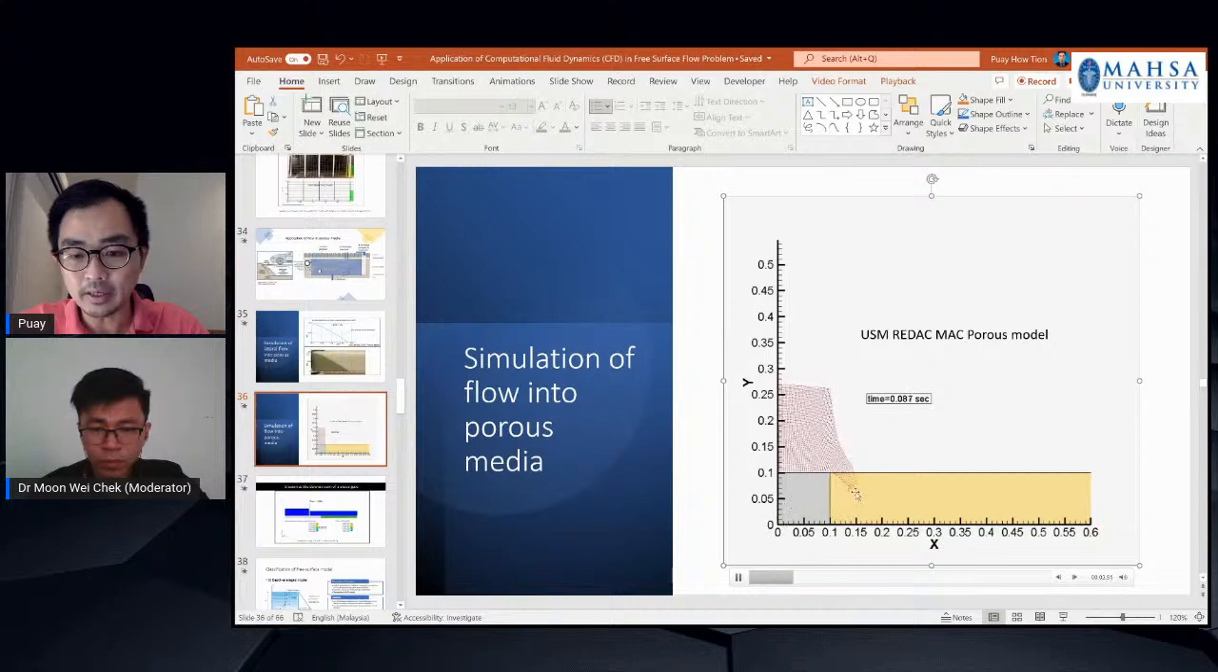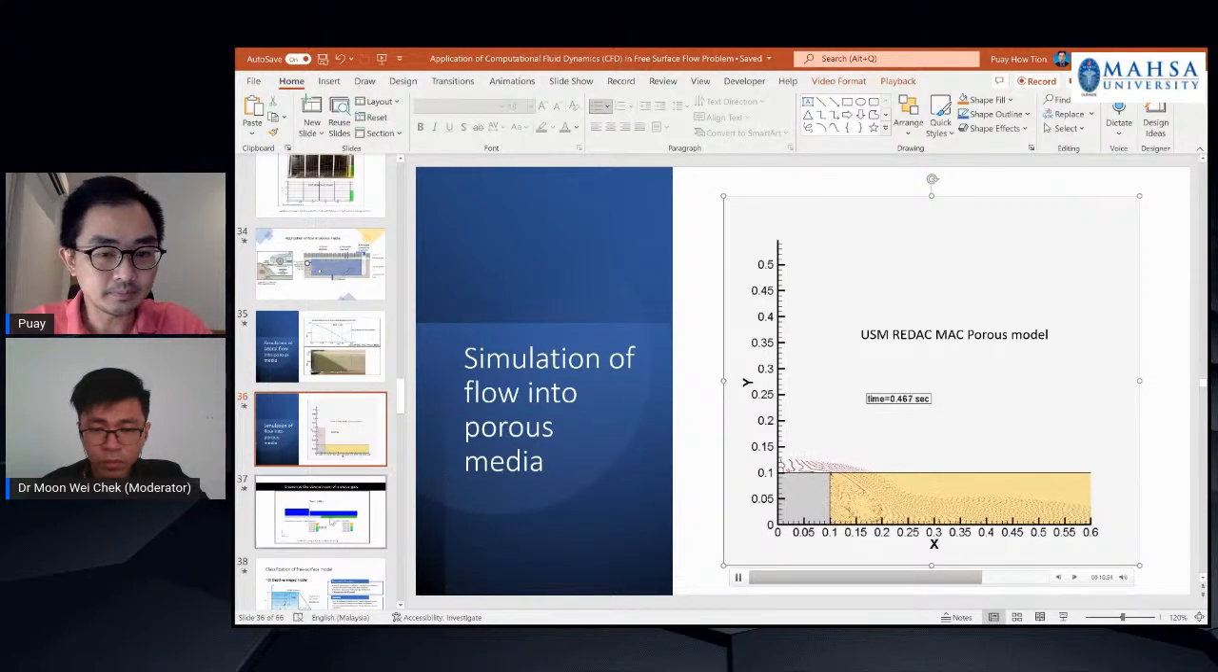So the yellow color here is a porous zone. So we release water and we can see how well the model performs in terms of water infiltrating through the surface of porous media.